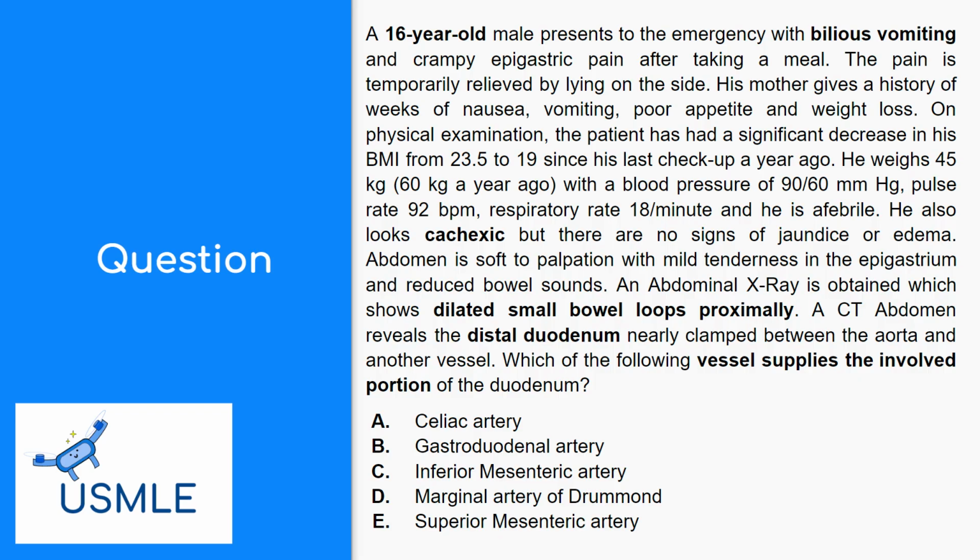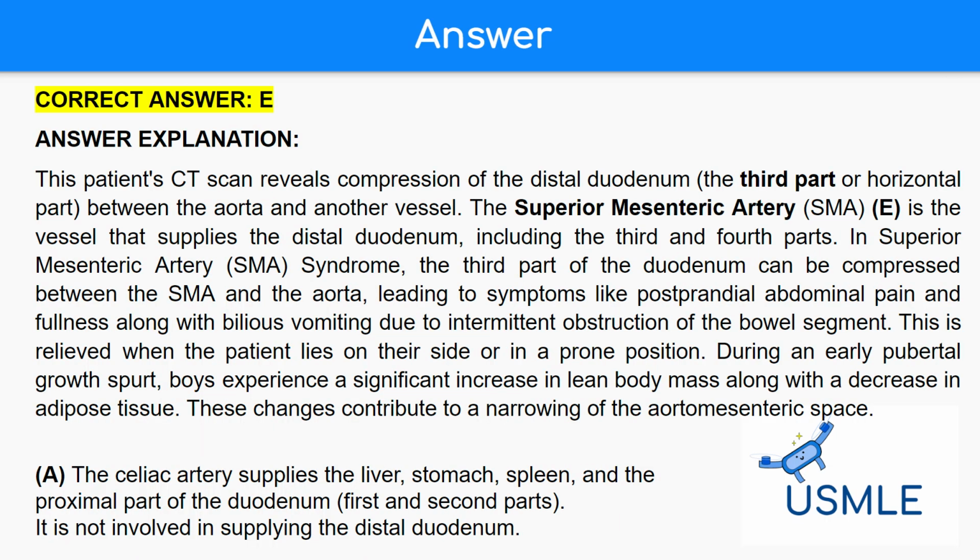If you look at the question, here we have a 16-year-old boy who presented with bilious vomiting, looks cachectic, and has signs and symptoms depicting that he has partial obstruction of the small bowel. His X-ray shows dilated small bowel loops proximally, and a CT abdomen shows the distal duodenum nearly clamped between the aorta and another vessel. So which of the following vessels supplies the portion of the duodenum? Since we know that the third part is compressed, that is supplied by the superior mesenteric artery. Feel free to go over the detailed answer explanations.